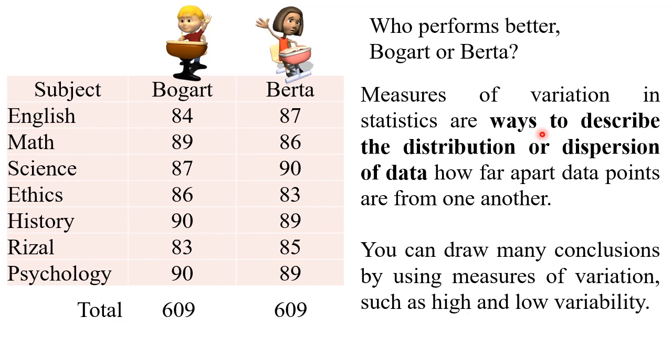So a measure of variation class, this is actually ways to describe the distribution or the dispersion of data. How far apart are the data points, referring now to the individual grades here, from one another. So you can draw many conclusions by using measures of variations, like which of these two is said to have a high variability or which one has a low variability. Okay, so that's the use class of the measures of variation.